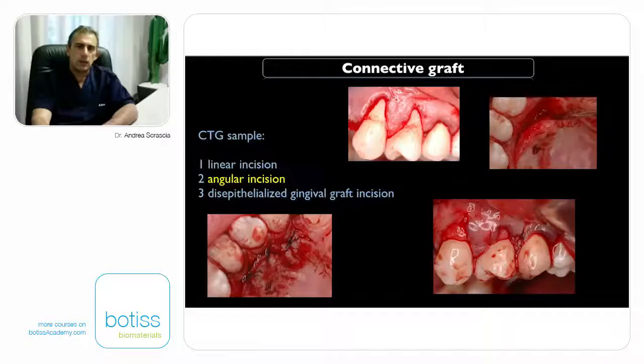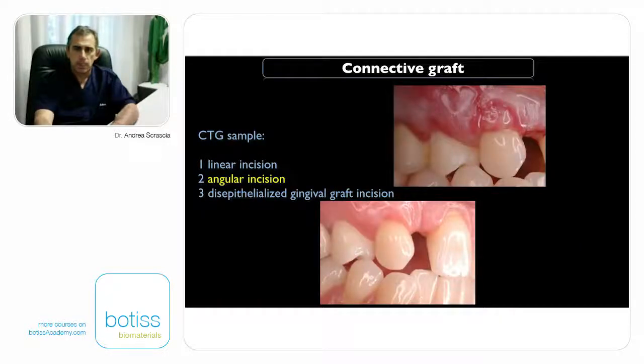In the next clinical case, another angular incision, in this case, was executed for multiple Miller second grade recession. Tunnel technique I applied. And this is the healing check after 3 years.